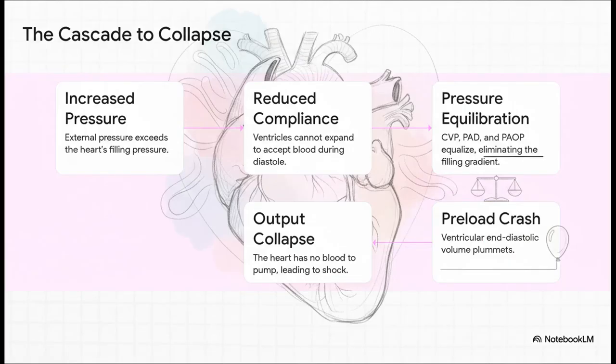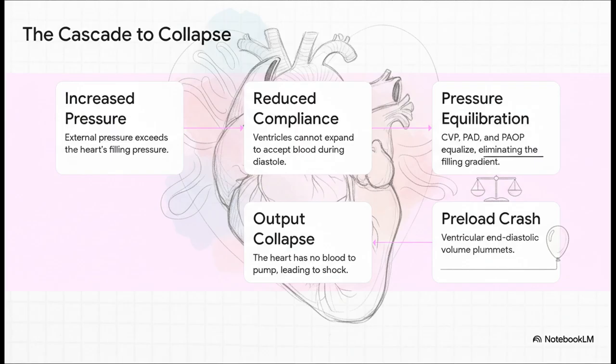So how does this pressure lead to a full-blown collapse? Well, it's a predictable and vicious cascade of events. First, the pressure outside the heart rises until it's higher than the pressure inside the heart during filling. That means the ventricles literally can't expand to accept blood. Their diastolic compliance is shot. This leads to a key hemodynamic sign, pressure equilibration.